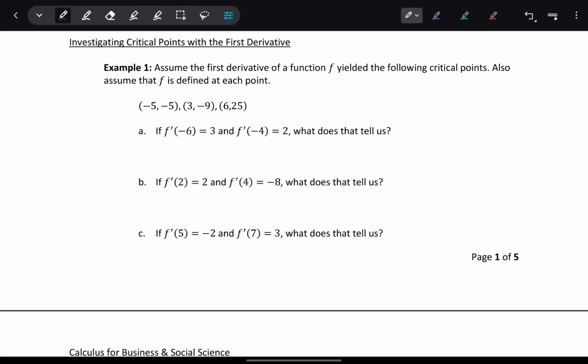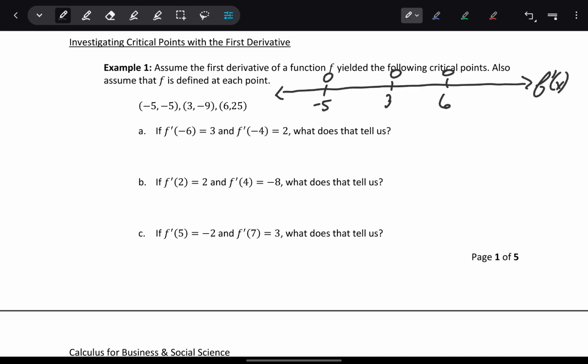In example 1, for a function f, the derivative function yielded the following critical points. Critical points are points where the first derivative would be equal to 0. So that means at x equals -5, our first derivative has a value of 0. At x equals 3, it has a value of 0. And at x equals 6, we have a value of 0. Those are candidates for extrema, for local maximums or local minimums.